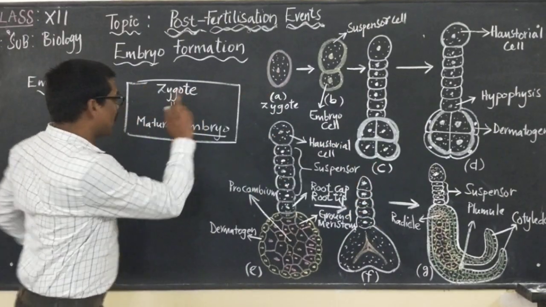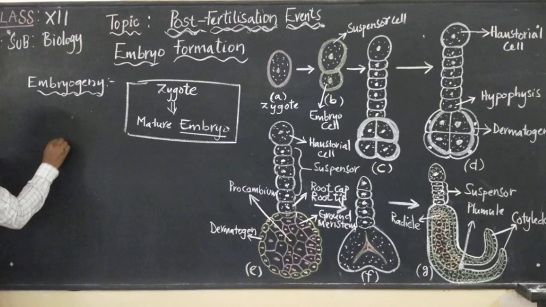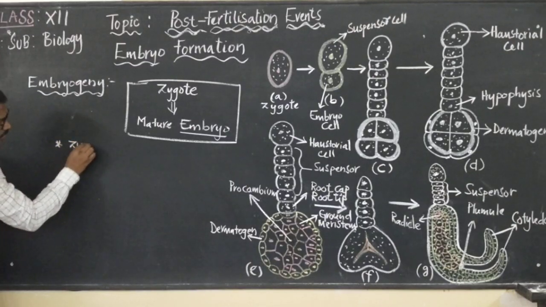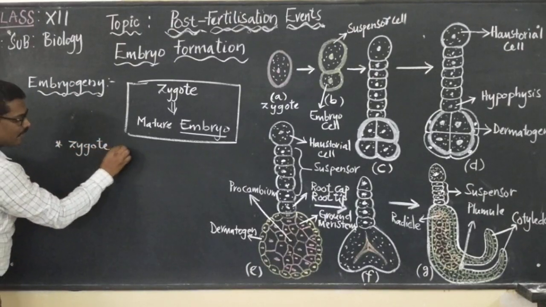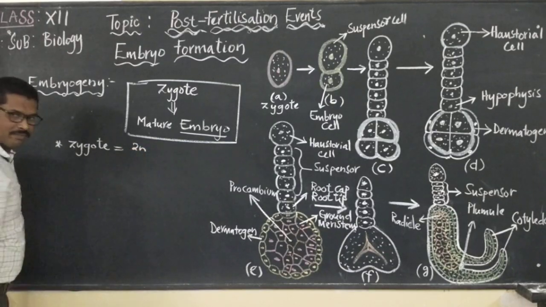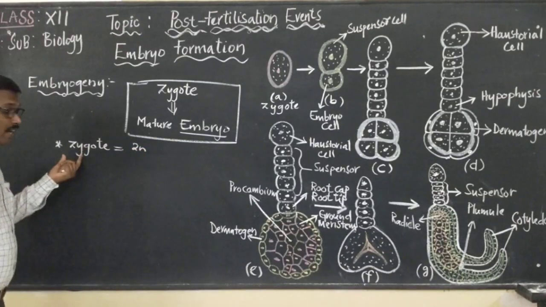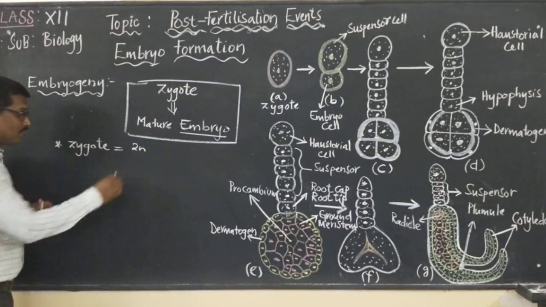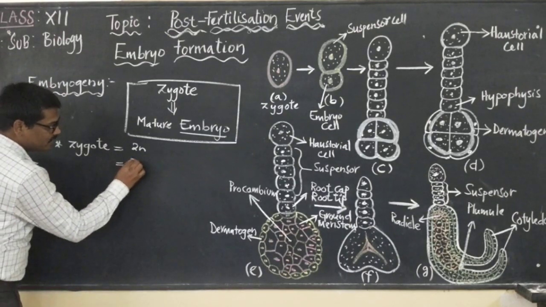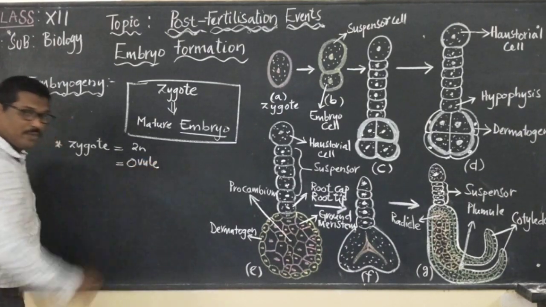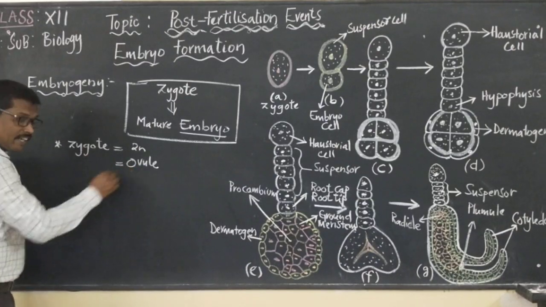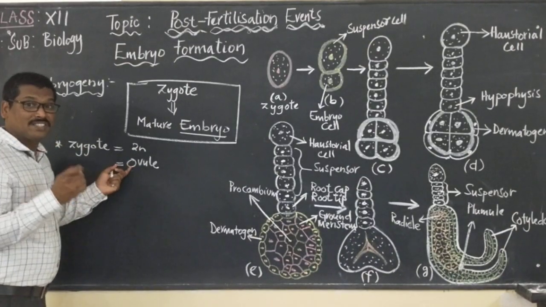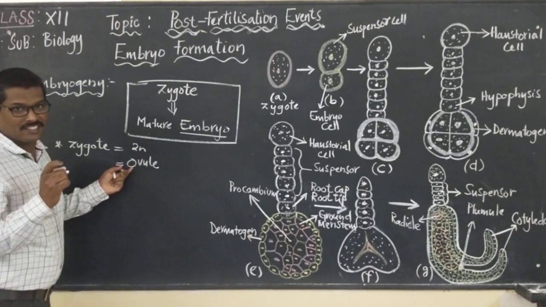The first point to keep in mind is that the zygote is a diploid cell. Where is this zygote present? It is present in the ovule, and inside the ovule, it is in the embryo sac.